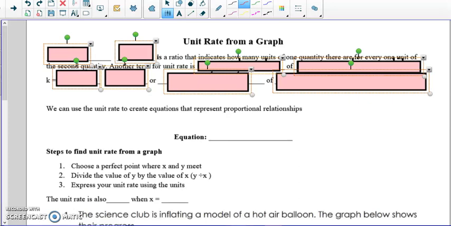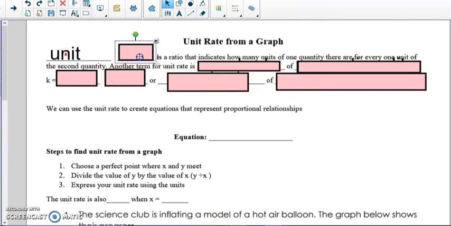In this lesson, we're going to talk about how to find the unit rate from a graph. So let's fill in our notes. Unit rate is a ratio that indicates how many units of one quantity there are for every 1 unit of the second quantity. Another term for unit rate is constant of proportionality.